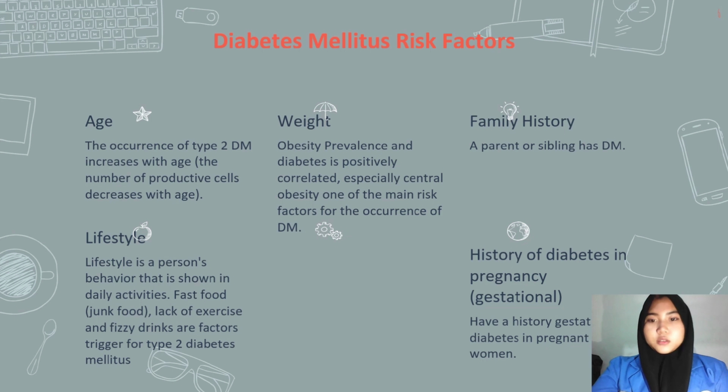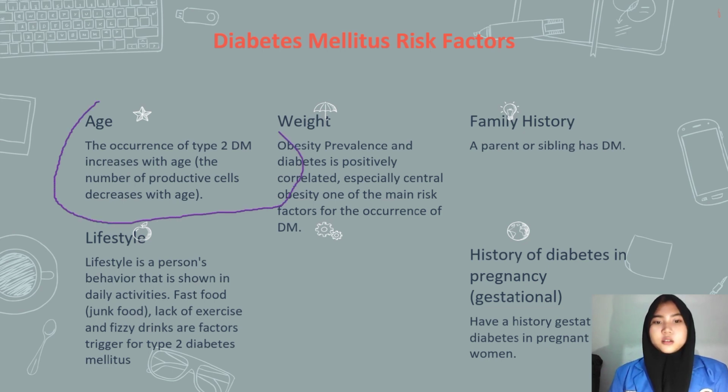Diabetes mellitus risk factors. Age. The occurrence of type 2 diabetes mellitus increases with age, as the number of insulin-producing cells decreases with age.